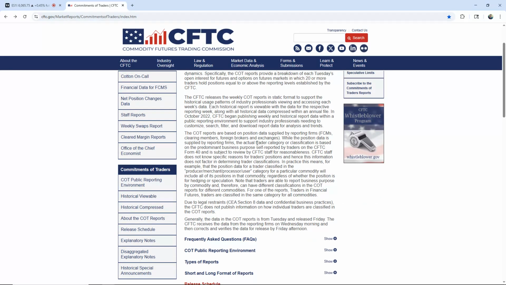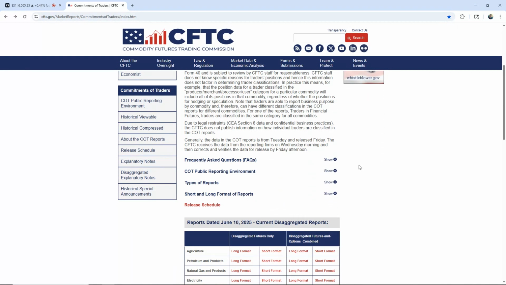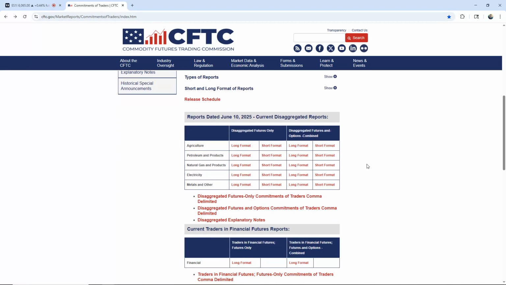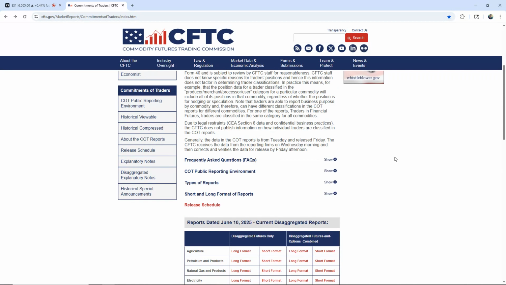And so what they do is they have this report called the Commitment of Traders Report, and it's released every Friday at around 3:30 p.m. But it shows you what positioning the traders had on Tuesday. So there's a lag. So you get the data on Friday, but it shows you what the traders did on Tuesday. I believe that's pretty much the basics of that.